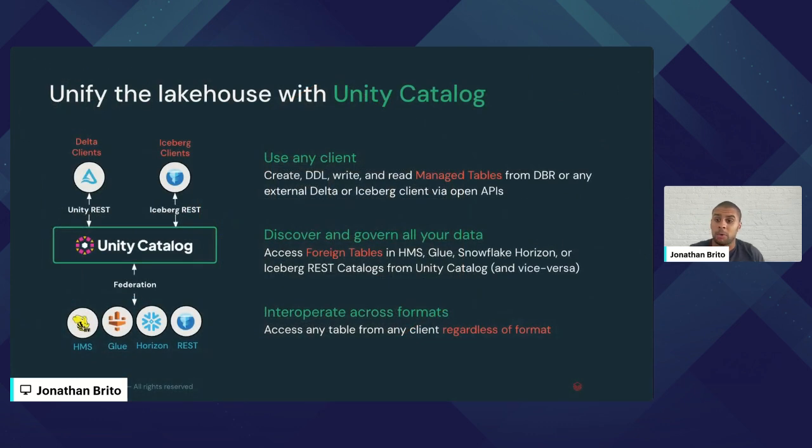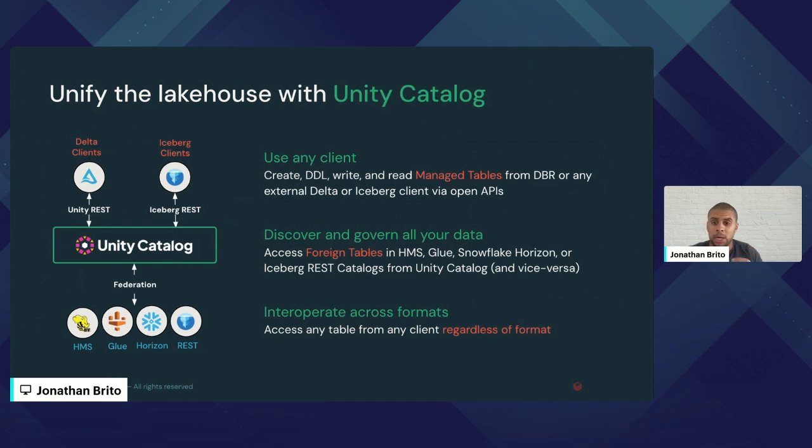All right, so here's the exciting part. Let's talk about what's coming and what's new. On the left-hand side, this is the vision that we have for Unity Catalog going forward and how we'll be able to break these silos I just referenced. So the top half of the page is really the ability to connect to any client. So if you have any client, whether it be Delta or Iceberg, being able to create a managed table within Unity Catalog.